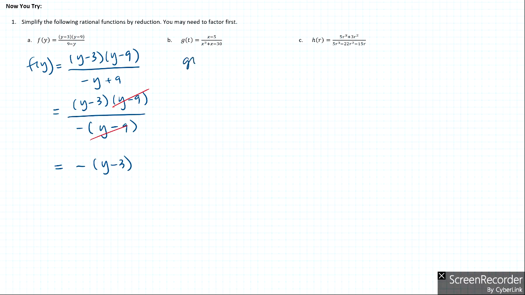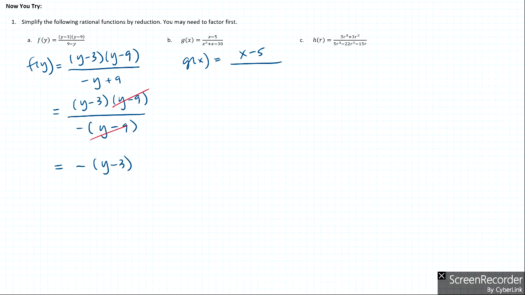Now looking at the second expression over here, I noticed that we have some different variables involved. I'm going to go ahead and change this t to be an x, because we have a function of x over here, and here, g of x. On the top we have a linear expression. We can't factor that anymore because we don't have any GCF. And then on the denominator, I have a quadratic expression.